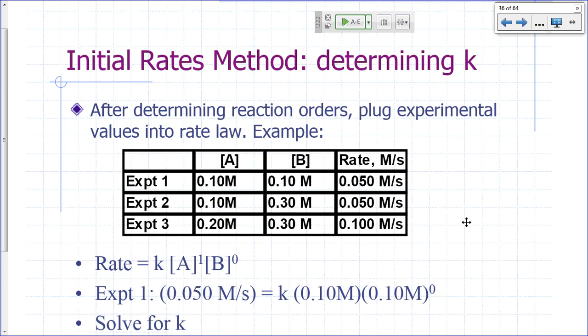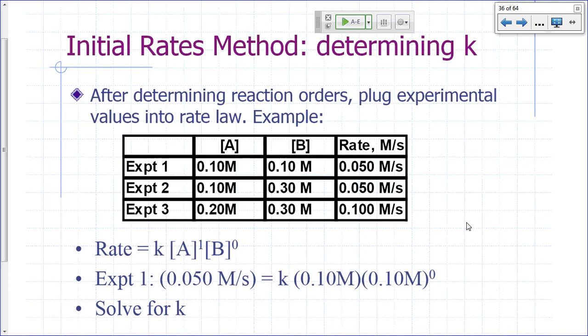All right, so let's continue our discussion of the initial rates method. Last time we said that what we do in the initial rates method is we run a series of experiments, at least two, okay? And for all these runs, we maintain the initial concentration of all the reactants except for the one we're interested in, right?